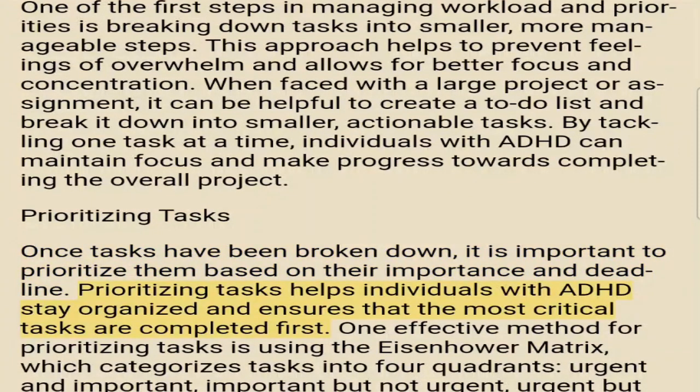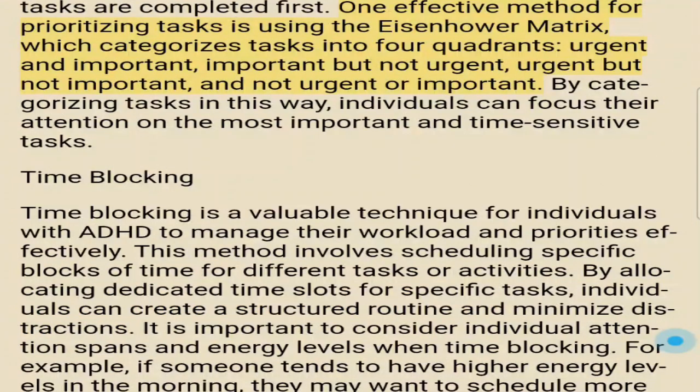Prioritizing tasks. Once tasks have been broken down, it is important to prioritize them based on their importance and deadline. Prioritizing tasks helps individuals with ADHD stay organized and ensures that the most critical tasks are completed first. One effective method for prioritizing tasks is using the Eisenhower matrix, which categorizes tasks into 4 quadrants: urgent and important, important but not urgent, not important, and not urgent or important. By categorizing tasks in this way, individuals can focus their attention on the most important and time-sensitive tasks.